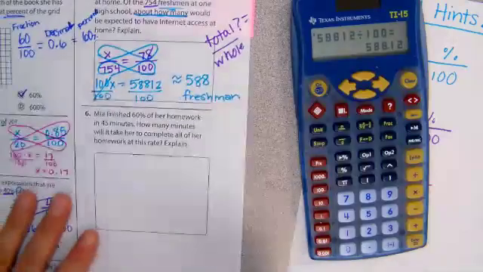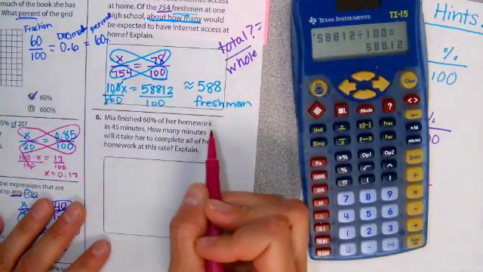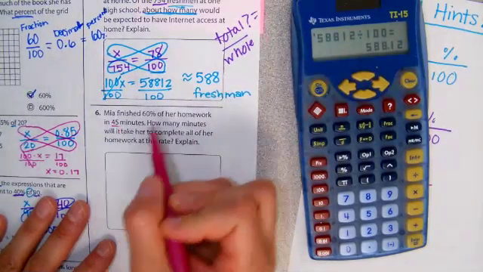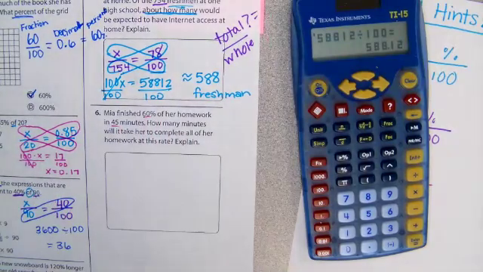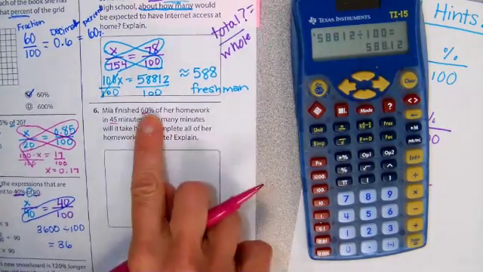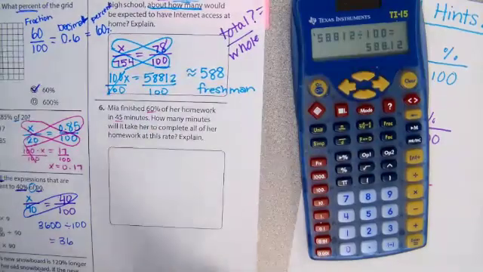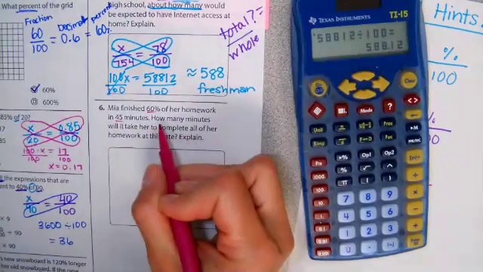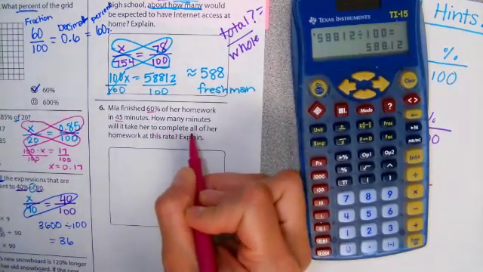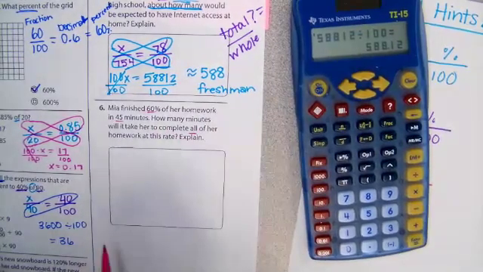Mia. Oh, Mia. Mia finished 60% of her homework in 45 minutes. Okay, woo. She's got a lot of homework because she's not done, is she? 60% of it is done, not all of it, in 45 minutes. That's important to note. How many minutes will it take her to complete all of it? All of the homework at this rate.